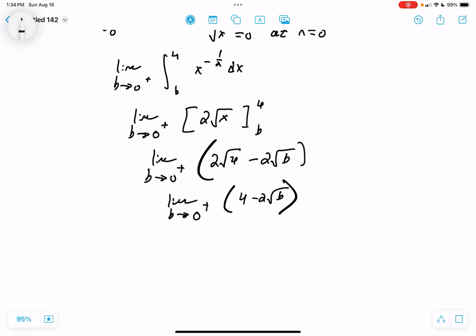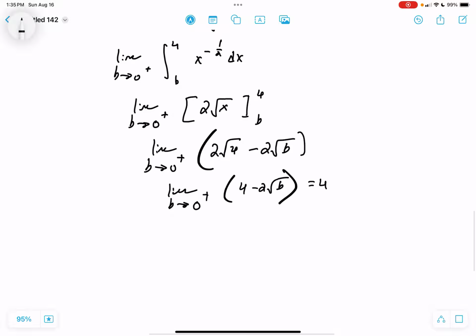And simply, this is just going to be 4, because we just plug in that 0, and really we're going to get 0 there. So the answer to this integral is that it actually converges, and the answer is 4.